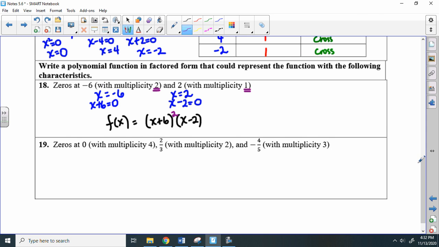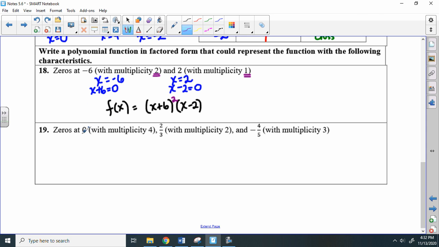Okay? And last but not least, all right, let's see. We have a 0 at x equals 0. We have 1 at 2/3. Notice I'm skipping over the multiplicity part right now. And then we have another one at -4/5. So the first thing we need to do is turn those back into factors. We need to make them equal to 0. So this one is already equal to 0. Now with fractions, right, you can't just say x minus 2/3 because that's not what factors look like.